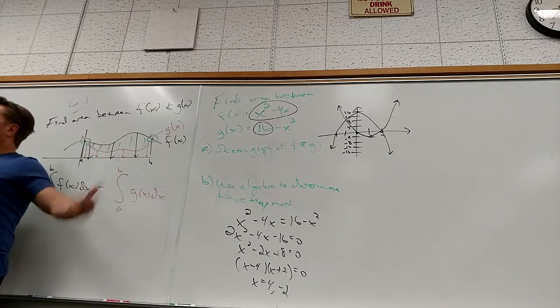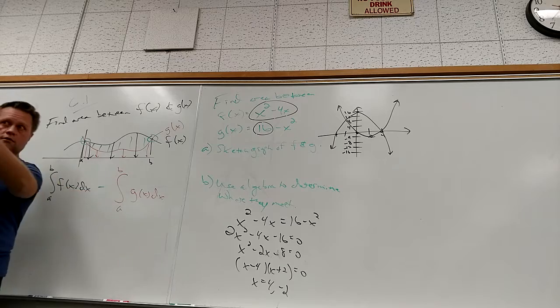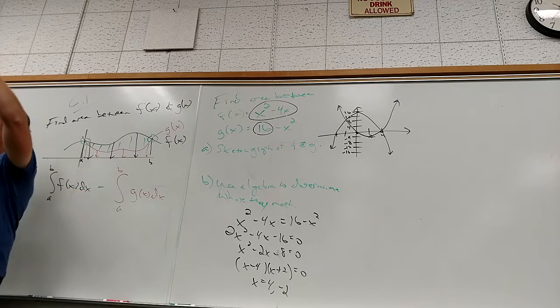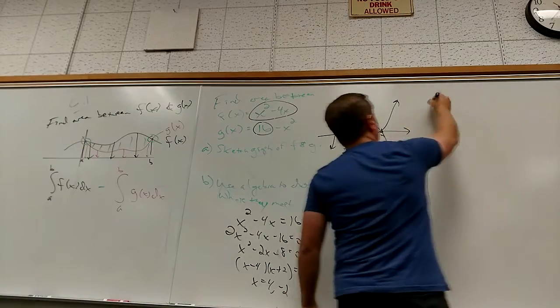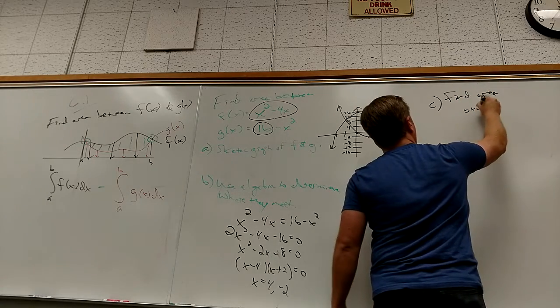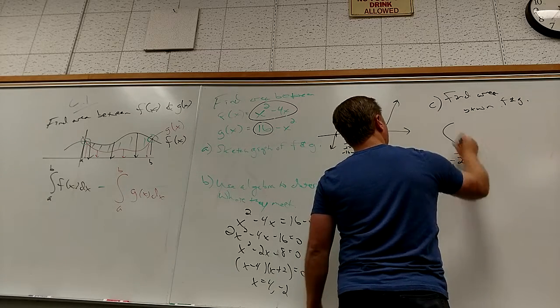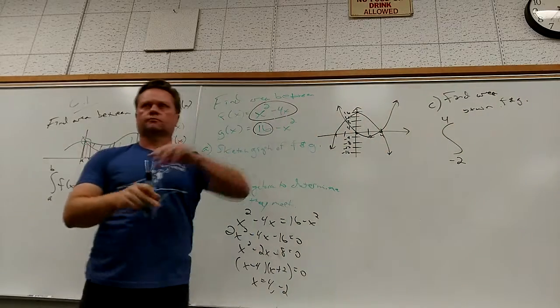So what does that mean? What did we just figure out? Yeah, the endpoints for the integral. I love it. So for part C, of course, find the area between. So the integral from negative 2 to 4. Now who's on top?